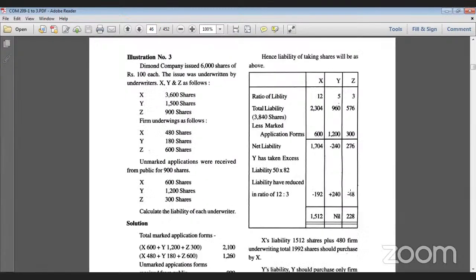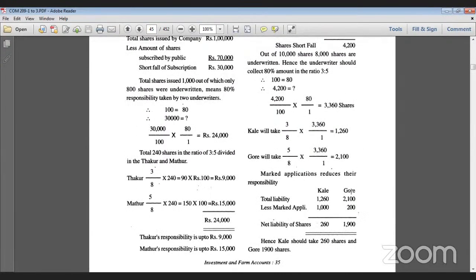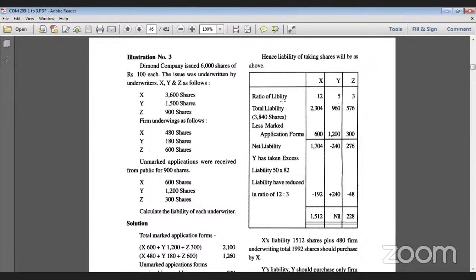And finally they have 1,260 and 2,100. Less marked applications 1,000 and 2,000. So the net liability of shares is 260 and 1,900. It will be very easy because all the information is given, and you just go for the correct calculation, and you will get the correct answer.